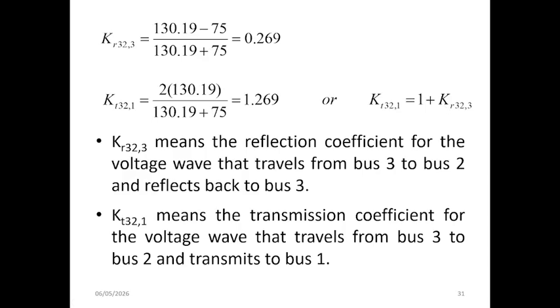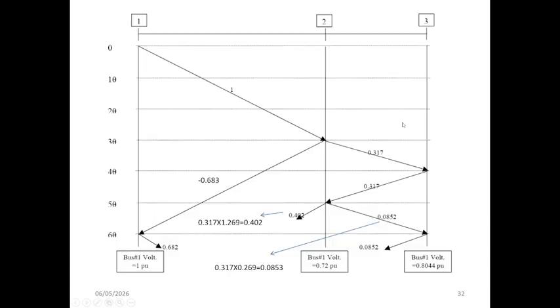In general, a transmission coefficient greater than 1 means that the transmitted voltage wave becomes larger in magnitude due to the impedance conditions at the junction. This is a common phenomenon in traveling wave analysis and is especially important when studying switching surges and lightning transients in transmission systems, where voltage amplification may occur at certain points in the network.